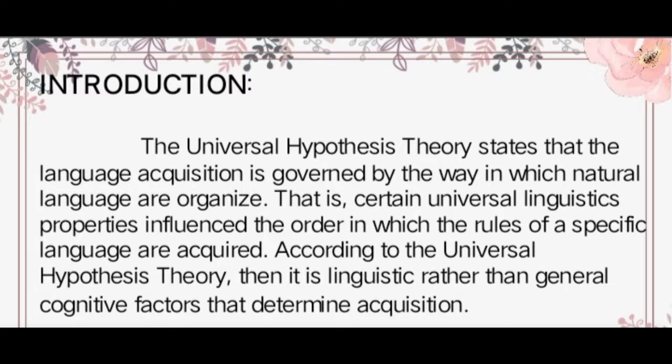Introduction. The universal hypothesis theory states that language acquisition is governed by the way in which natural languages are organized. That is, certain universal linguistic properties influence the order in which the rules of a specific language are acquired. According to the universal hypothesis theory, it is linguistic rather than general cognitive factors that determine acquisition.